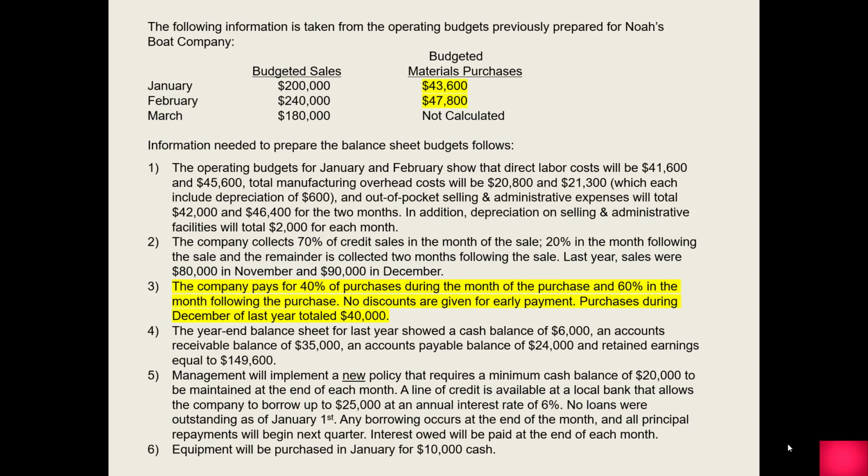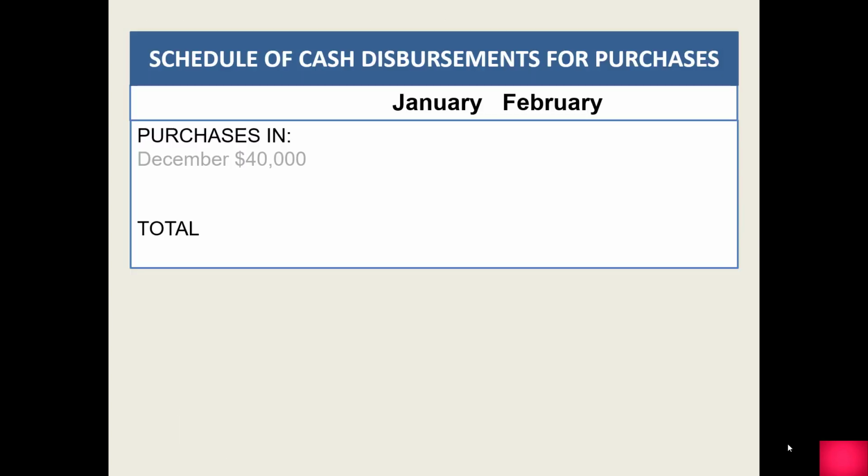Recall that purchases are expected to be $43,600 during January and $47,800 during February. Also recall that they don't pay cash for these purchases, they pay for them over a 2-month period, with 40% being paid during the month of the purchase and 60% being paid the month following the purchase. And purchases back in December were $40,000. December purchases were $40,000, January purchases were $43,600, and February purchases were $47,800.